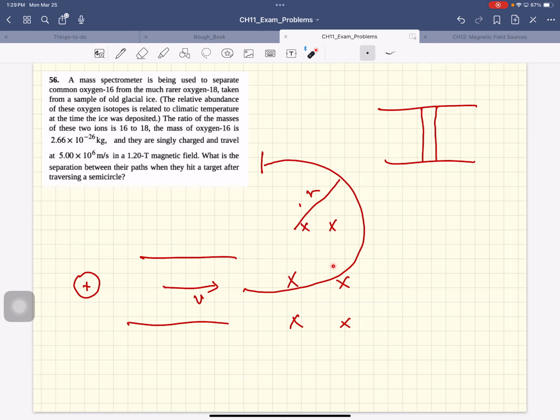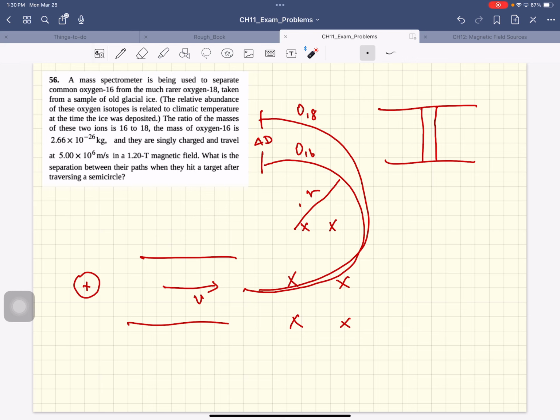And they go into a 1.2 Tesla magnetic field that's making them go in a circle. So the radius depends on the mass; the mass and radius are related. What is the separation between their paths? Let's say this is oxygen 16, and oxygen 18 will go in a bigger circle. Delta diameter is what we want to find, the separation between their paths when they hit a target after traversing a semicircle.